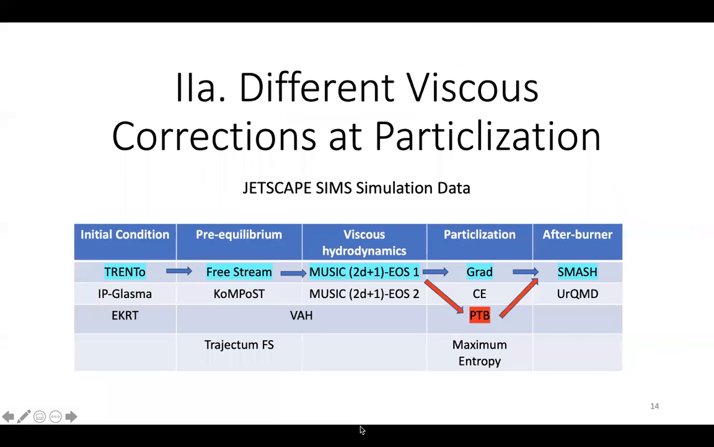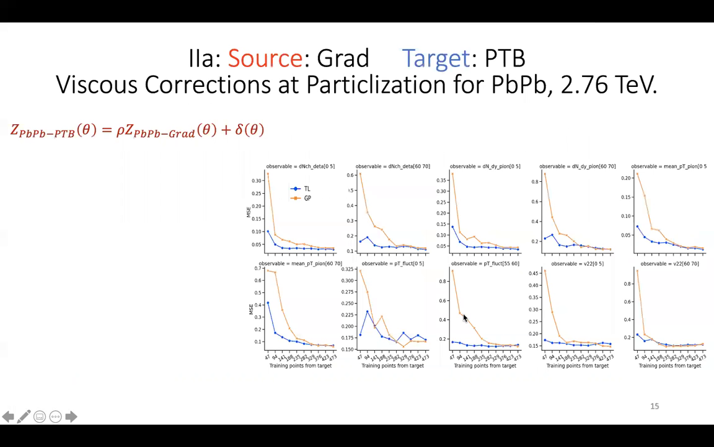Now let's go to a different application of transfer learning methods. Here we are considering 2 different models for relativistic heavy ion collisions. As a source, we will take the simulation with this combination of modules, and our target, the new simulation that we want to build emulators for, is going to have the same modules, except for particlization. Instead of the Grad module, we'll be using this Pratt-Torrieri-Bernhard module. And so for this new target, this is what we get.